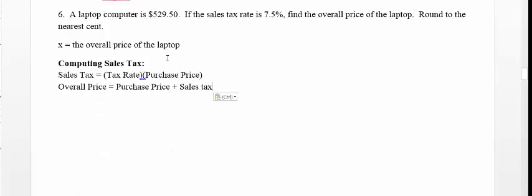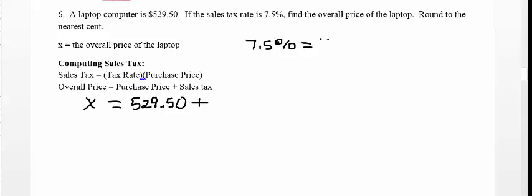So let's just bring that information here. So again, I got my description for my unknown right from the problem. I was told to find the overall price of the laptop. I let X equal the overall price of the laptop. So when we compute sales tax, the purchase price is added to the sales tax.